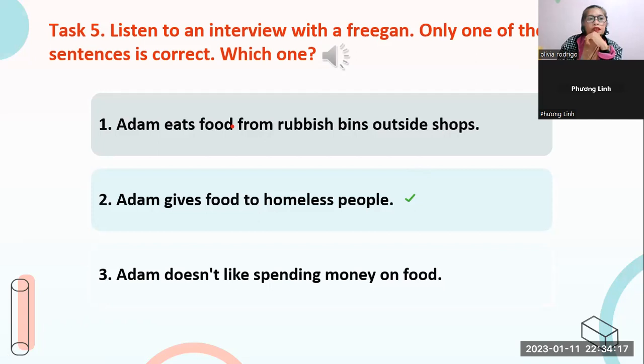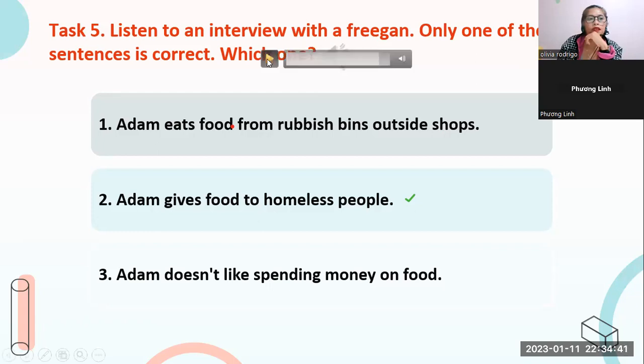Are you a freegan because you don't want to spend money and because you want free food? No, not at all. I'm a freegan because I want to make the environment better. When people waste food, they waste money and they waste time and resources.